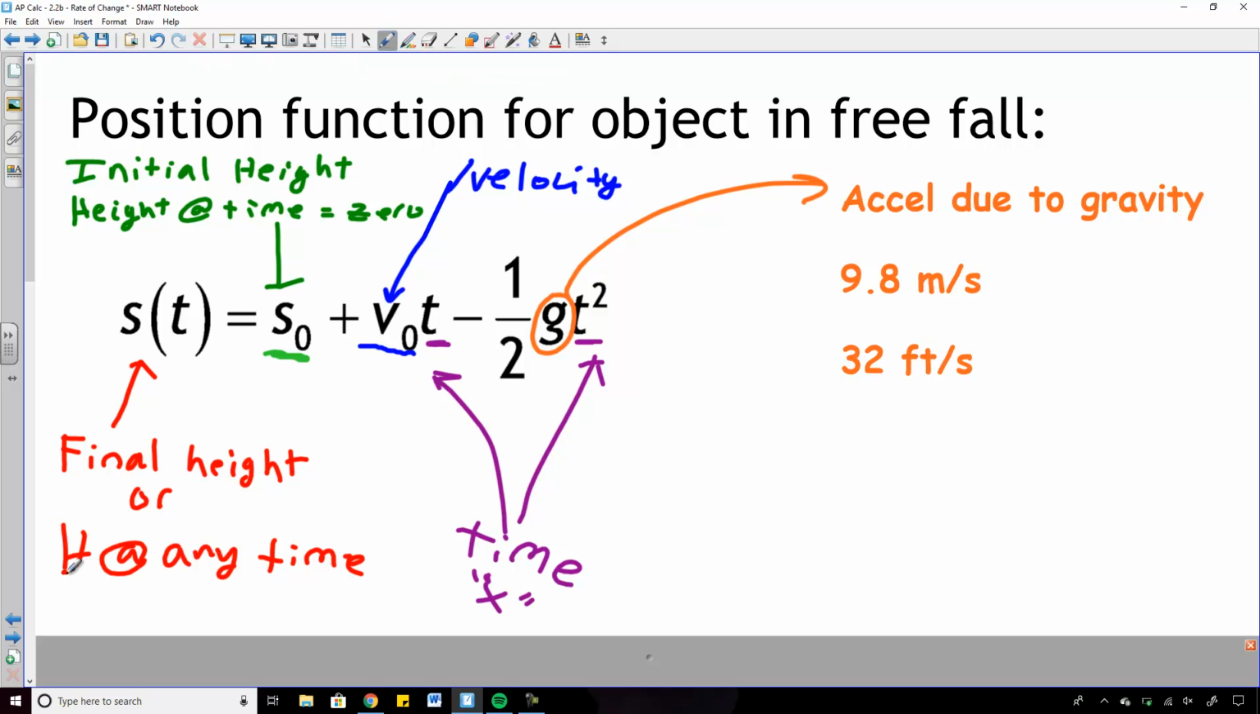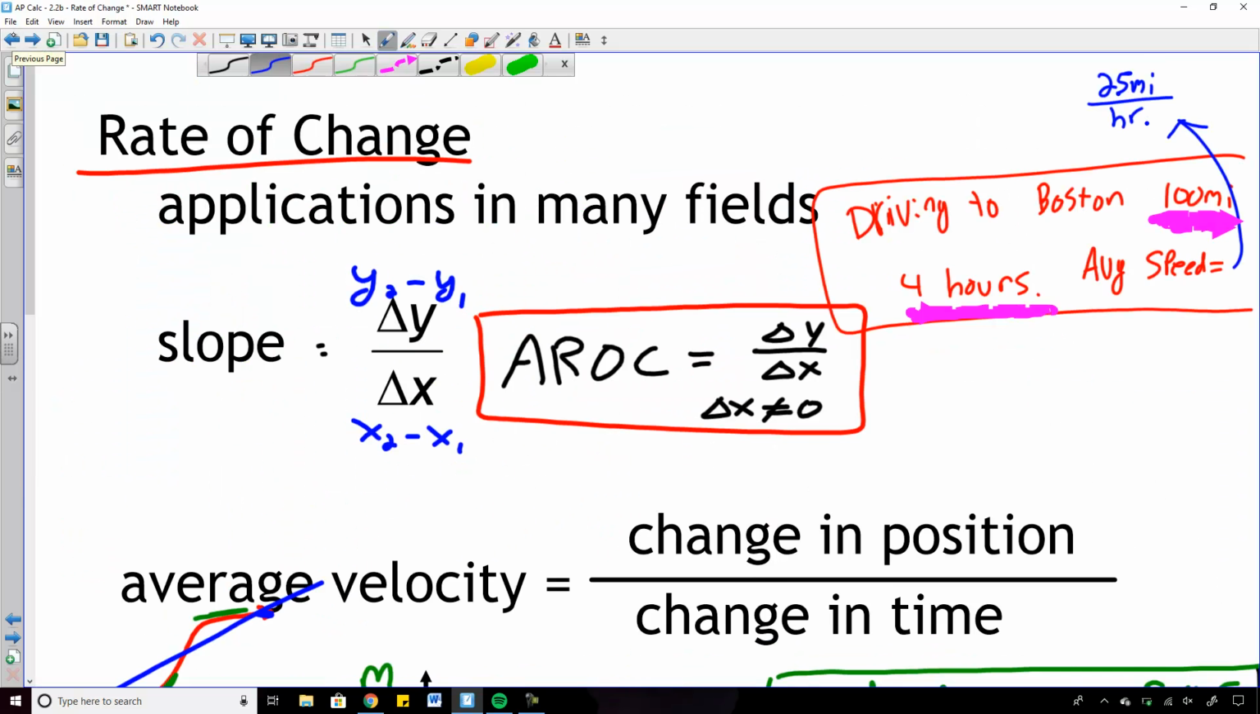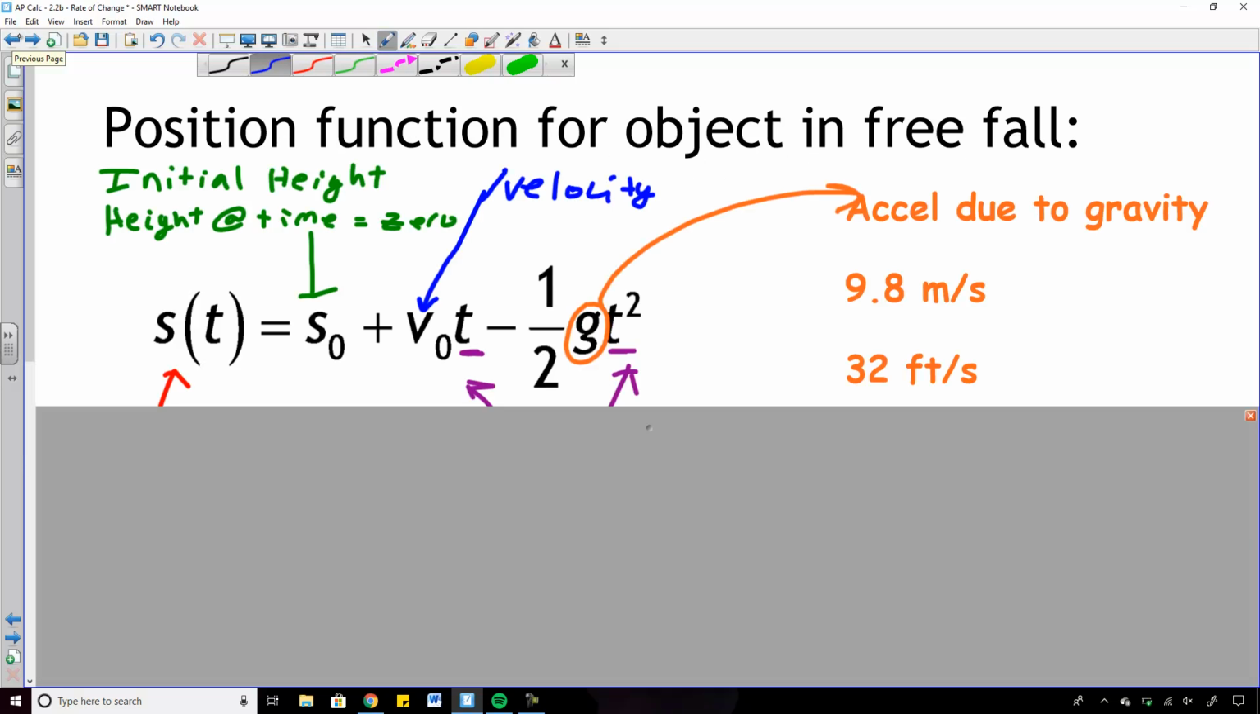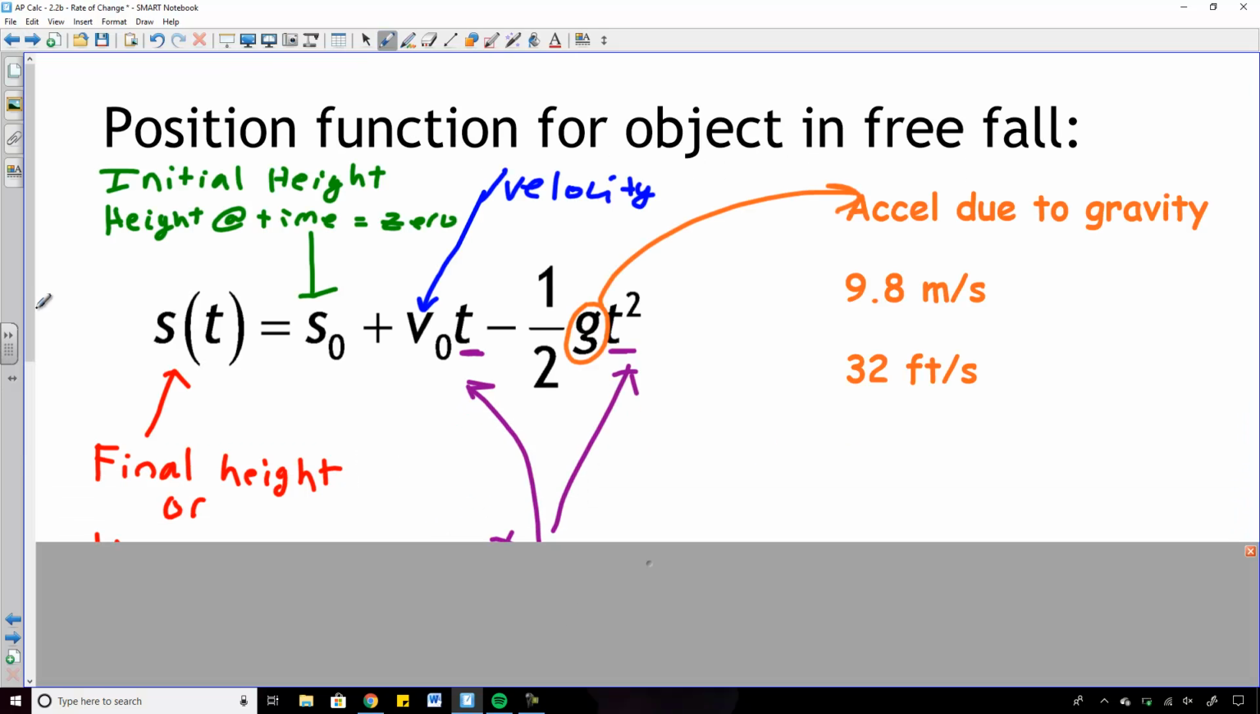I like to think of it more so as your height at any time, but for younger kids, we would teach it as final height. And this is your independent variable. It's going to be floating around a little bit, your time, x, right? So t is your time, which is your independent variable, your x. So that's what's going on with this position function for an object in free fall.